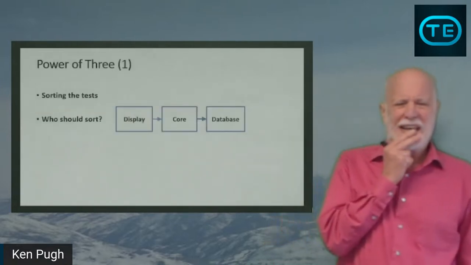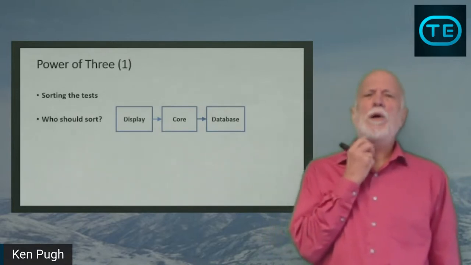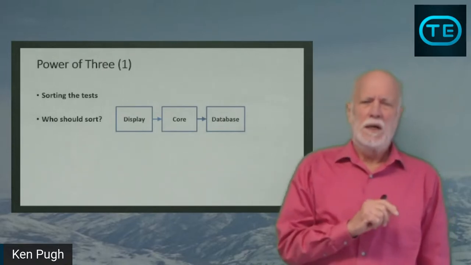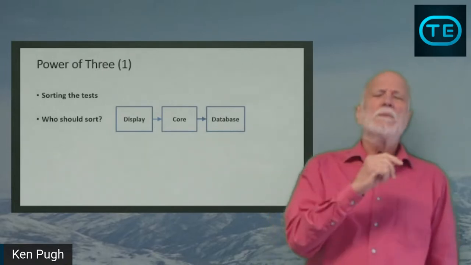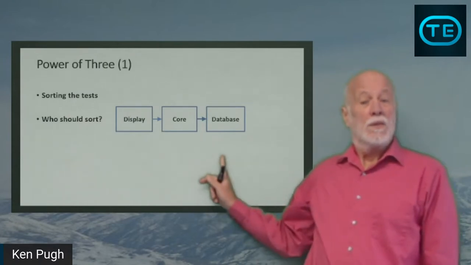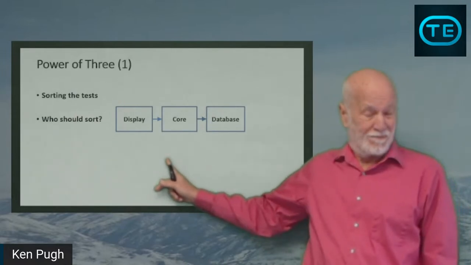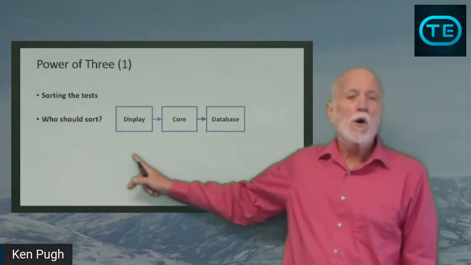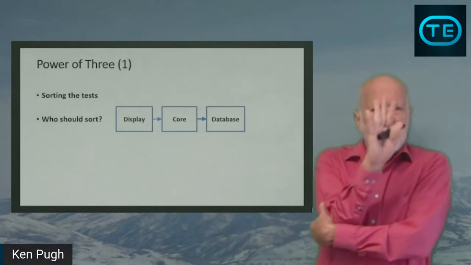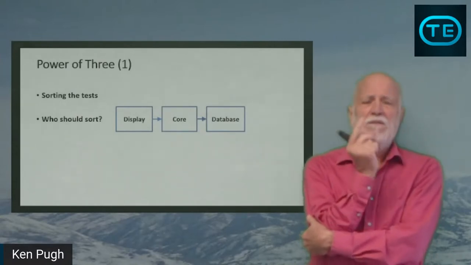Let's take one more thing. Turns out that we decided we wanted to add sorting. So when we have a list of tests on the screen, who should be responsible for sorting them? Should the database sort them? Should the core logic sort them? Or should the display sort them? You want to come up with three possibilities, as I mentioned, for everything.